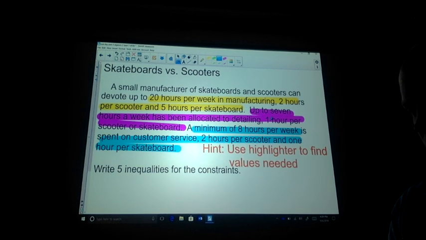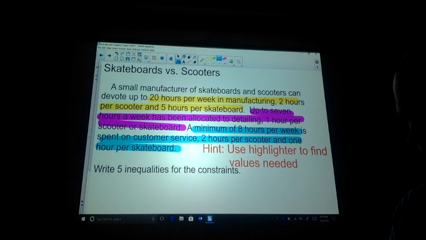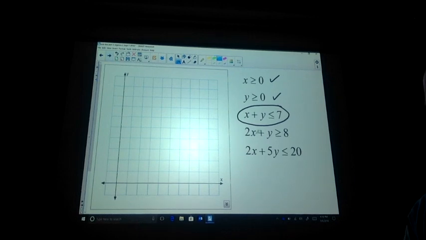Okay, so let's see where the 2 and 5 falls in. Well, that looks like here. I have 2 hours per scooter, 5 hours per skateboard, and I have 20 hours that it's equal to. And then that's going to be my pink. And then my blue color, I have 8 hours per week spent on customer service, 2 hours per scooter, 1 hour per skateboard. So there's my last equation. Okay, so we just have graphing that we want to do with that. And let's see what happens.